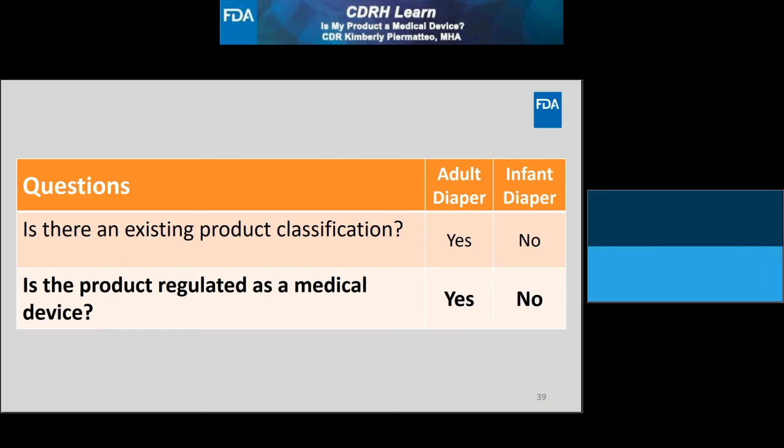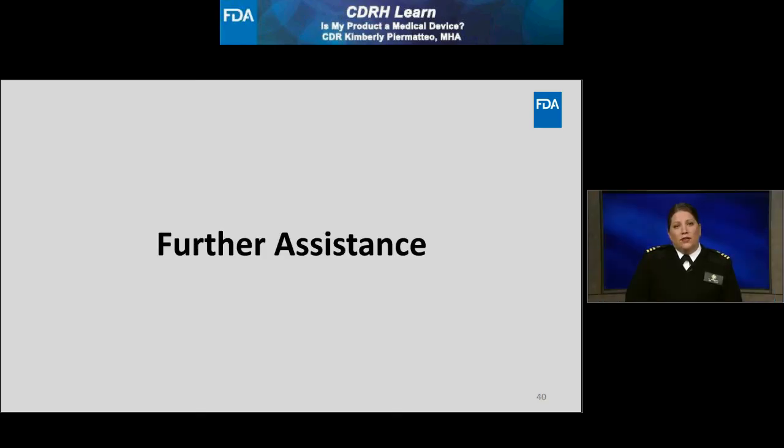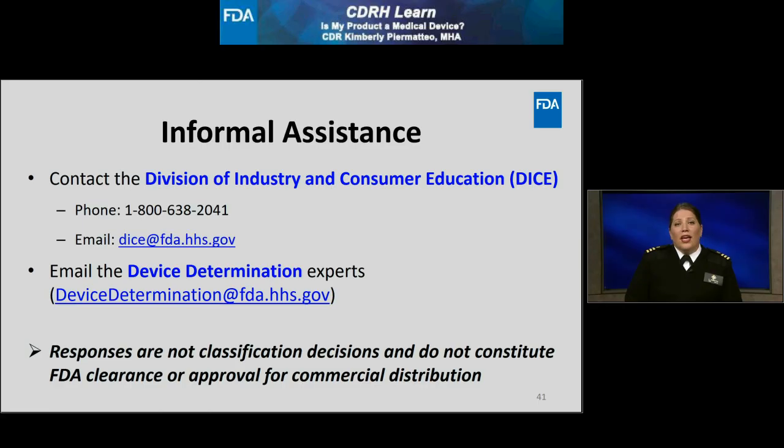If after reviewing the definition of a medical device and searching for an existing product classification, you are unable to determine if your proposed product would be regulated as a medical device, you may consider requesting further assistance. If you would like informal assistance, you may contact the Division of Industry and Consumer Education or the device determination experts. DICE may help you better understand the resources available to you and assist you in searching the product classification database to identify potentially relevant existing product classifications.